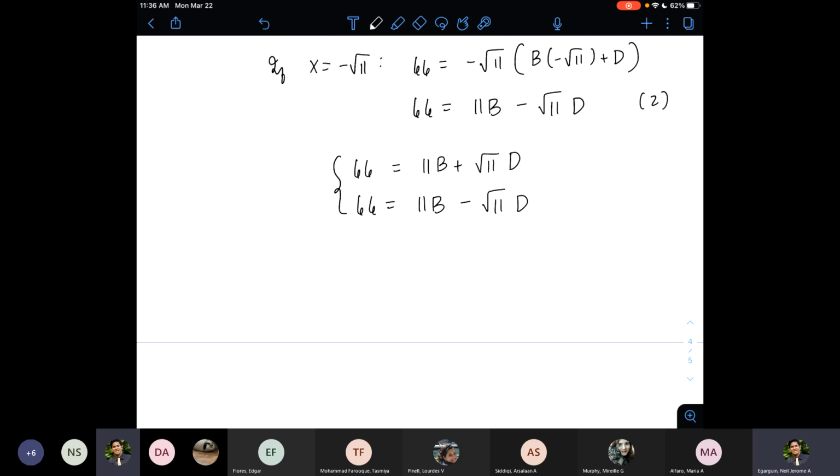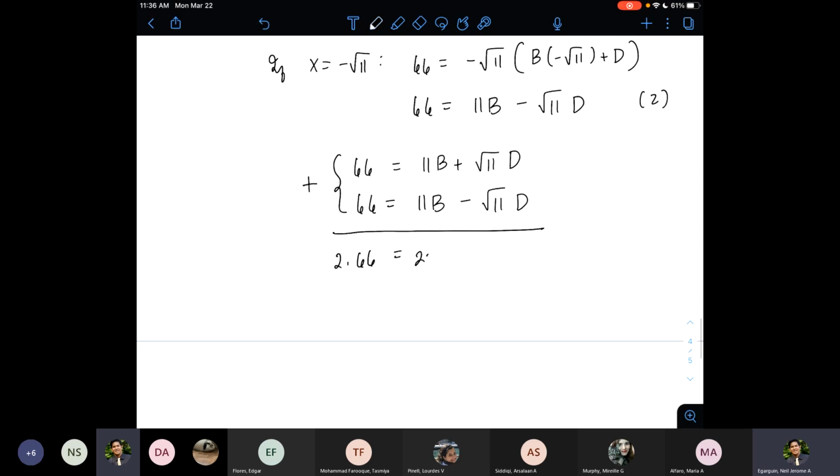involving b and d, and you can use your favorite technique from algebra to solve this type of equations. I will do elimination. Hopefully you still remember that. That will be helpful here, because I can add the two equations together, and you see that the ones with the d's will cancel each other out. So we'll have 2 times 66 equals 22b.